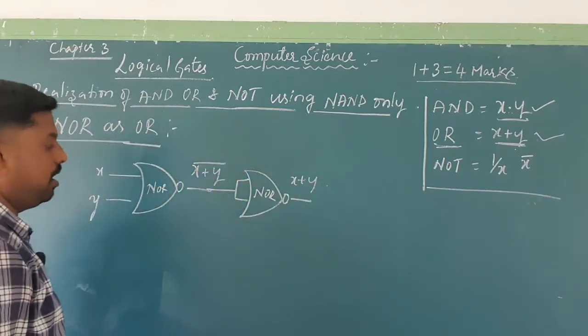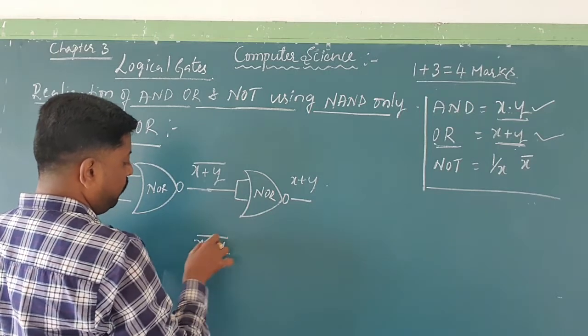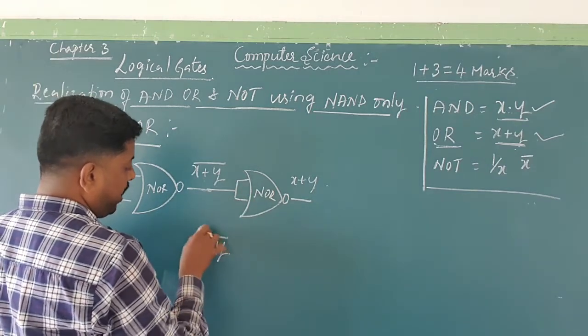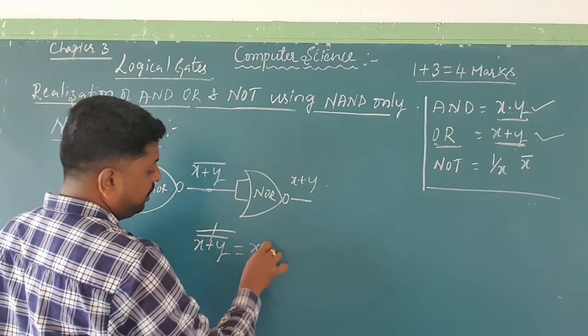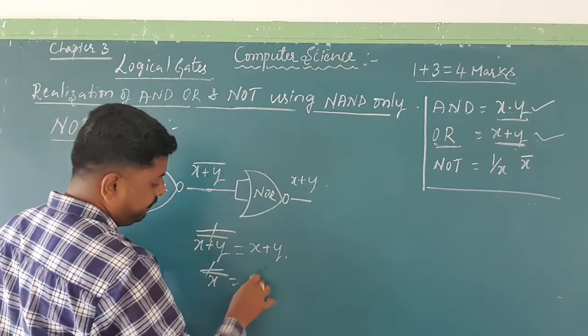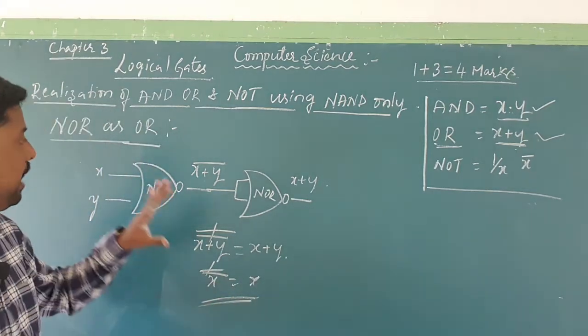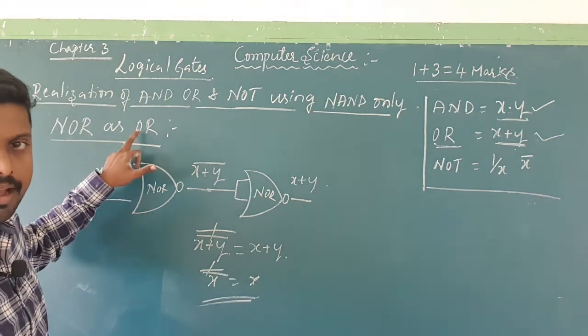So this is how this gate will come. X plus y, once complemented, and twice the same complement, double bar, cancels, so that is equal to x plus y based on this theorem. So this is what we call the realization of OR with NOR, or NOR as an OR.